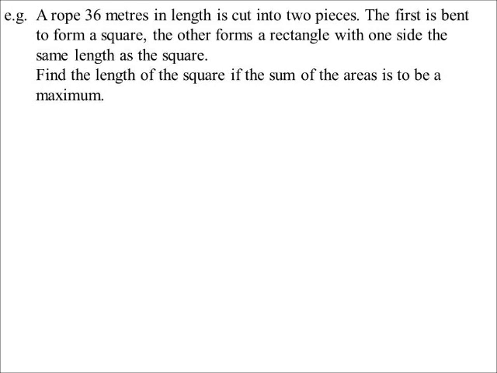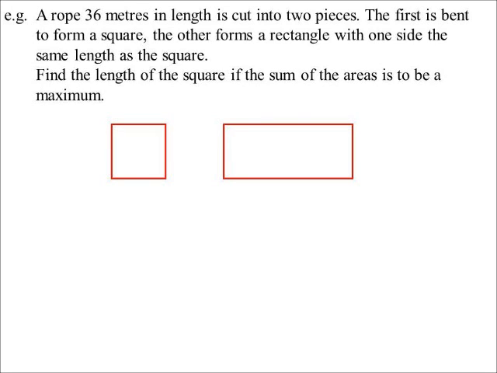But just to make it interesting, one of the sides of the rectangle will be the same length as the square. Now, I want to do this in such a way that I maximise the area, because maybe I'm going to capture ants or something and put them inside our little pens where the rope is the fences. As I say, a very typical sort of problem.